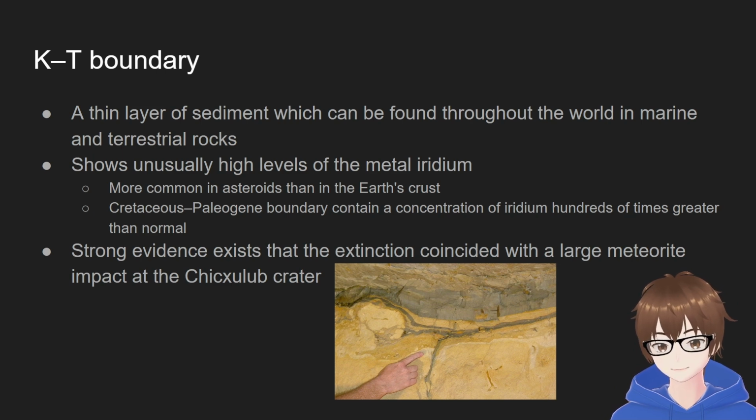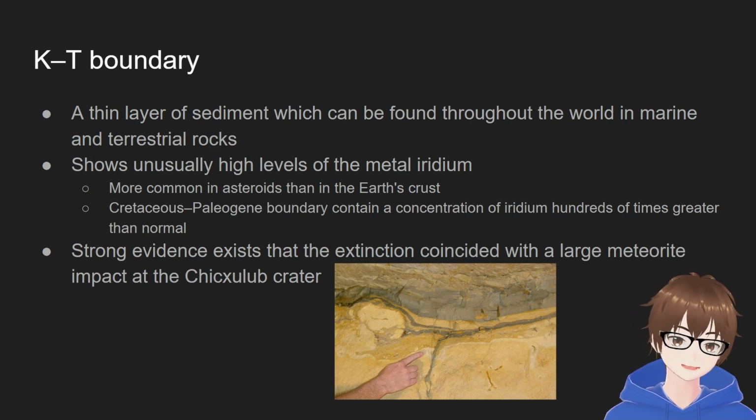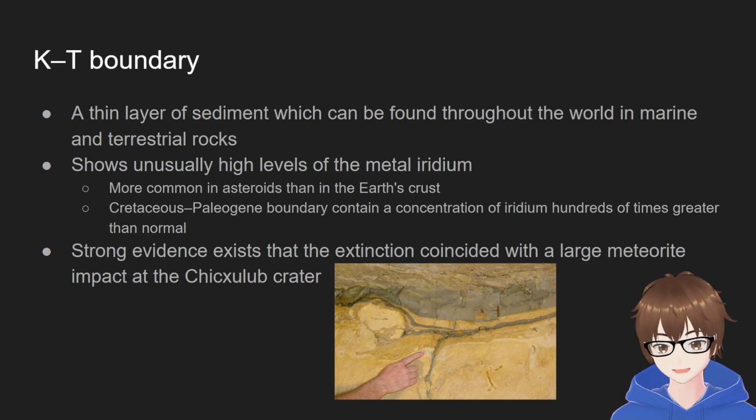It shows unusually high levels of the metal iridium, which is more common in asteroids than it is in the Earth's crust. So the Cretaceous-Paleogene boundary, or the KT boundary, contains a concentration of iridium hundreds of times greater than normal. That's why we think that an asteroid hit during that time. So there exists strong evidence that the extinction coincided with a large meteorite impact at the Chicxulub crater.